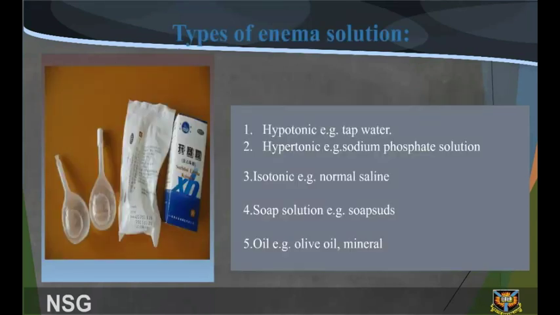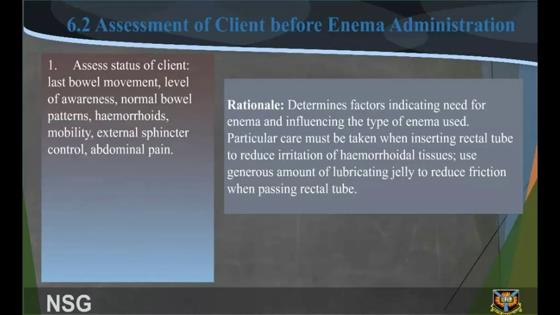Types of enema solution: hypotonic, e.g. tap water; hypertonic, e.g. sodium phosphate solution; isotonic, e.g. normal saline; soap solution, e.g. soap salts; oil, e.g. olive oil and mineral oil. Assessment of clients before enema administration.